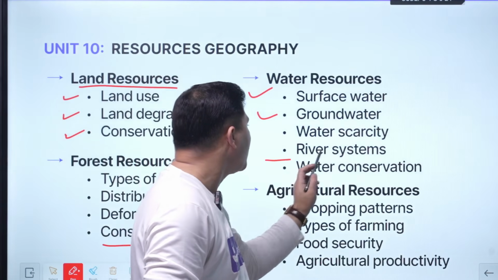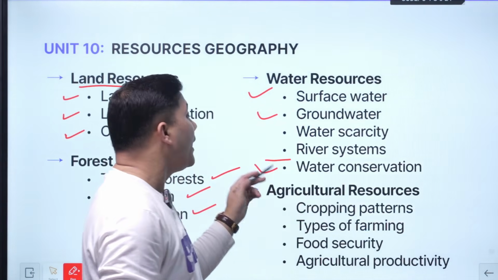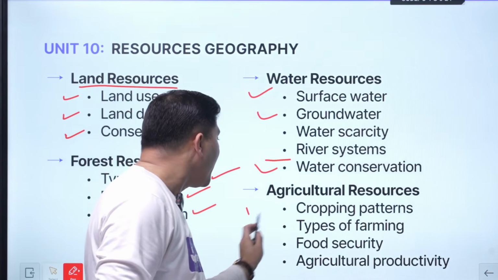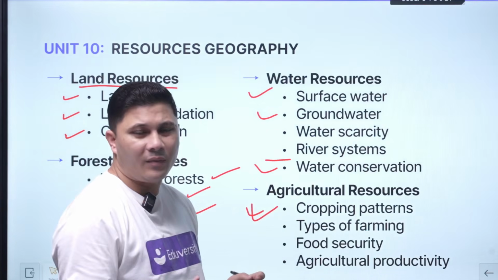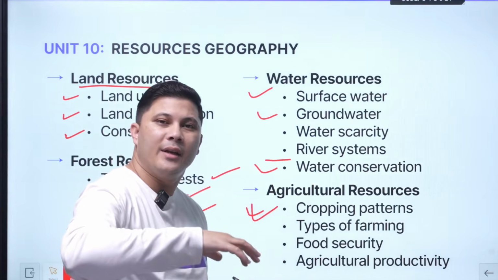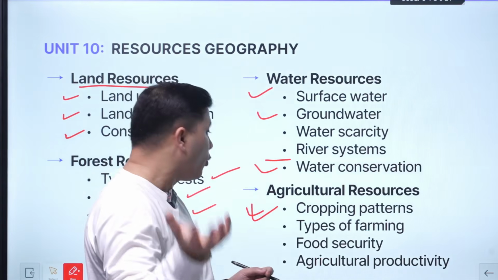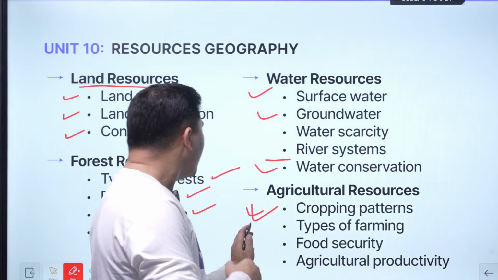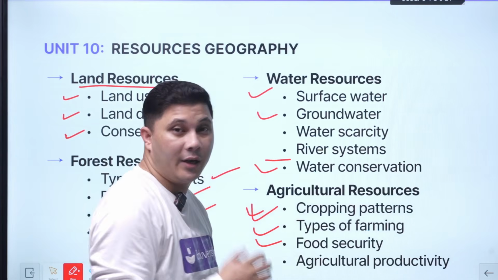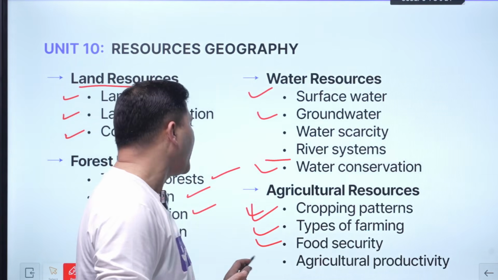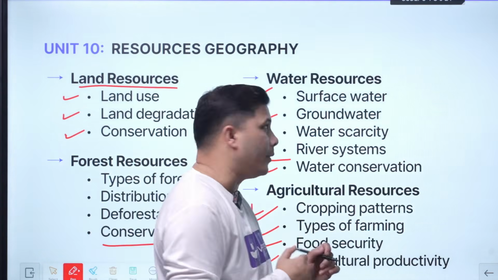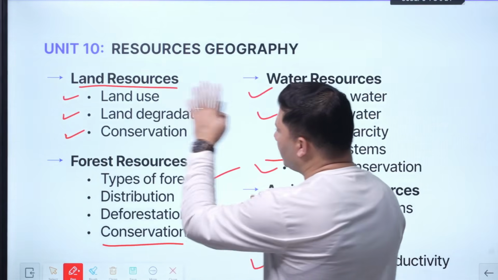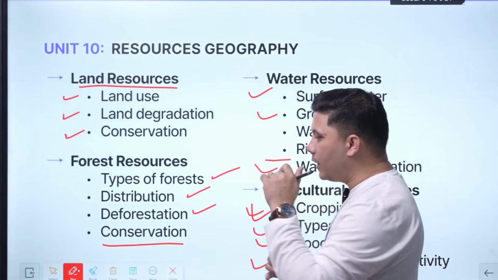After that, river systems in India, water conservation, agriculture resources, cropping patterns, very, very important. UPSC asks a lot of questions each year on cropping patterns, then types of farming, food security in India, a very big domain, and agricultural productivity. These are the topics you have to cover in resource geography.